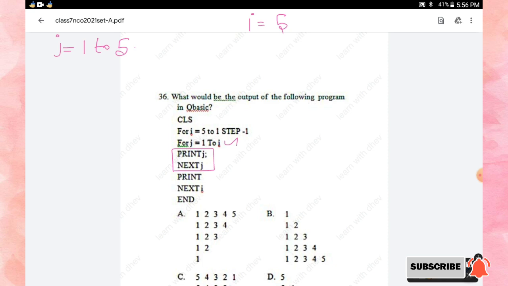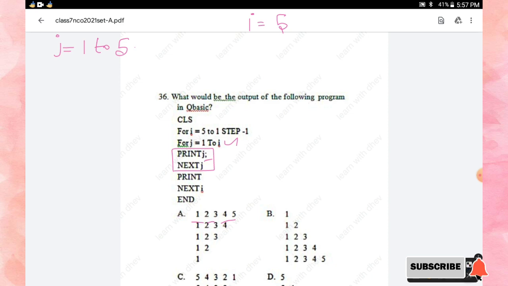And one more thing is here we are using semicolon. So a print statement with a semicolon means it is used to display the values one after another, like this, one after another, which helps you to display the values one after another. Now let's see how it works.